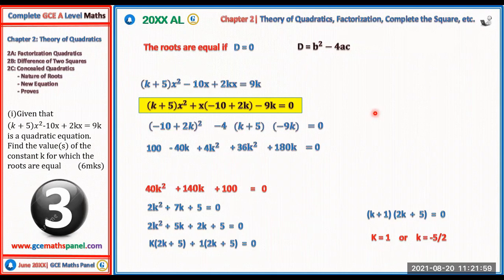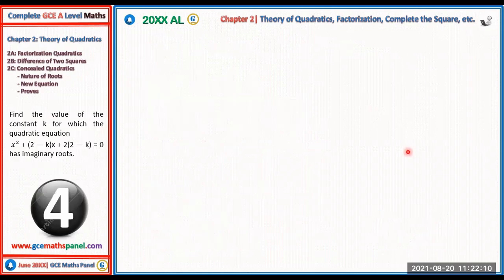So we can move ahead. Let's look at another example that resembles this one. Find the value of the constant k for which this quadratic equation has imaginary roots. What is the condition for imaginary roots?